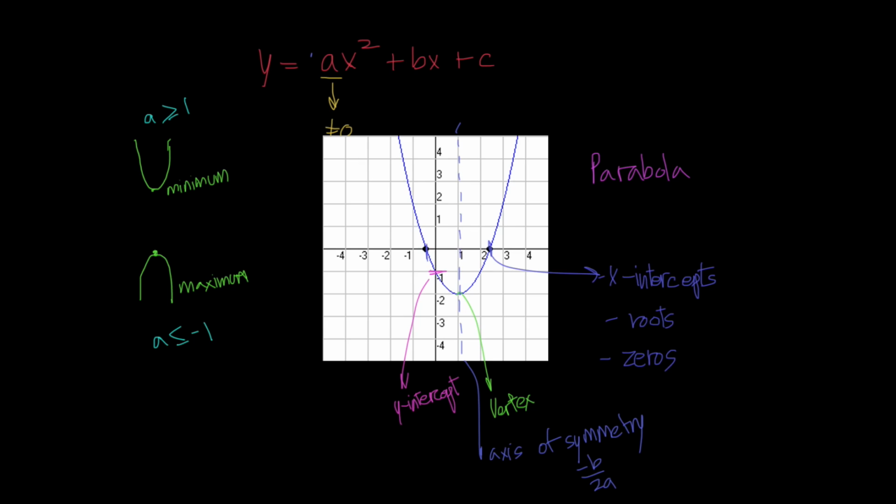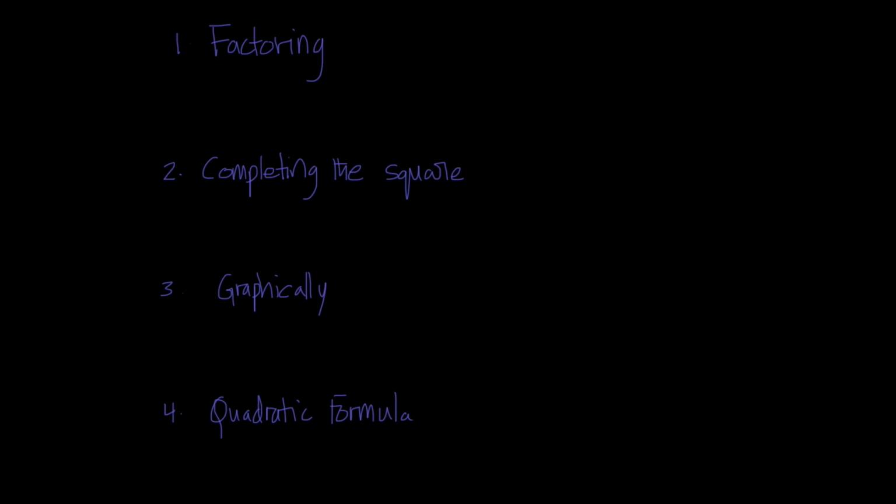Now, how do I find out what these x-intercepts or roots of the equation are? And there's actually quite a few ways to do this. The first one is known as factoring. And this is when I set my y to be equal to 0. So if I want to find the x-intercept, I have to set my y to be 0. And if I want to find the y-intercept, I have to set my x to be 0.